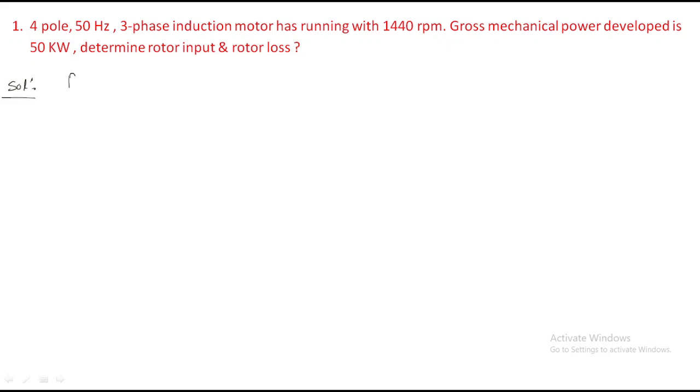First, the given data: number of poles is 4 and frequency is 50 Hz. A 3-phase induction motor running at 1440 rpm, so speed is 1440 rpm. Gross mechanical power developed is given as 50 kilowatts. We need to determine the rotor input, that is the first question, and the second question is the rotor loss.